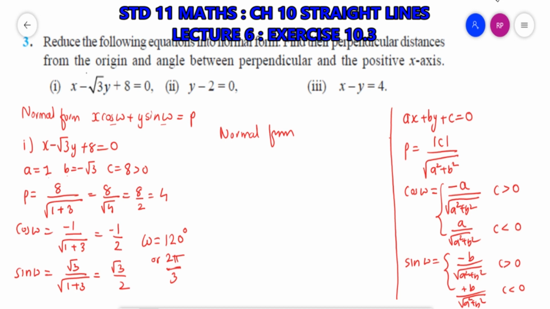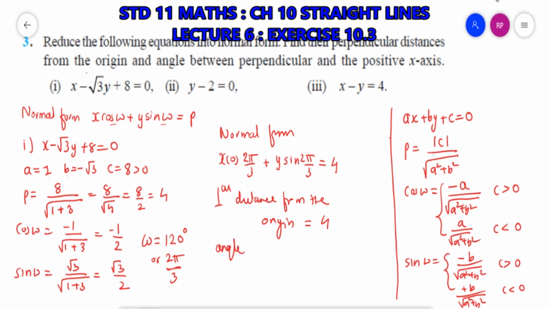perpendicular distance from the origin is equal to 4. The next is the angle between the perpendicular and the positive x-axis, that is equal to 4.